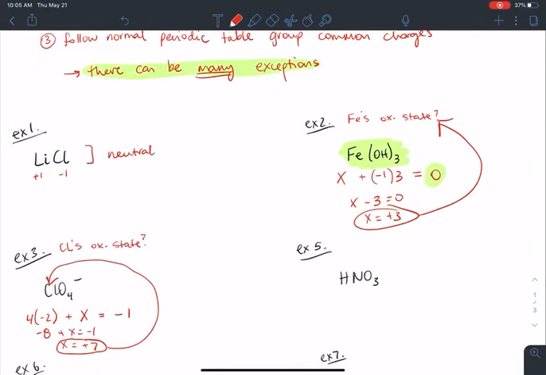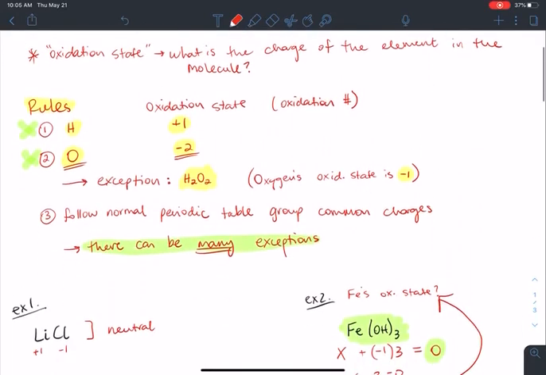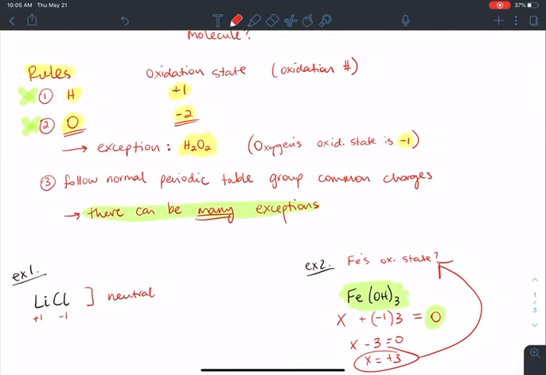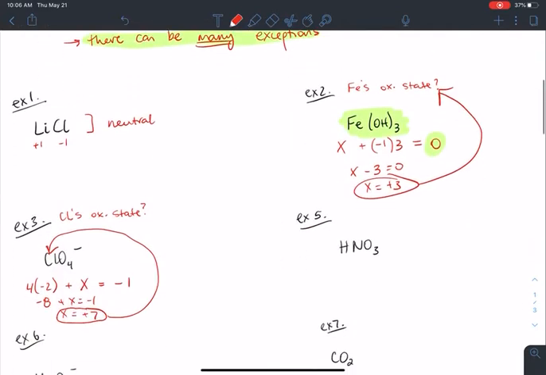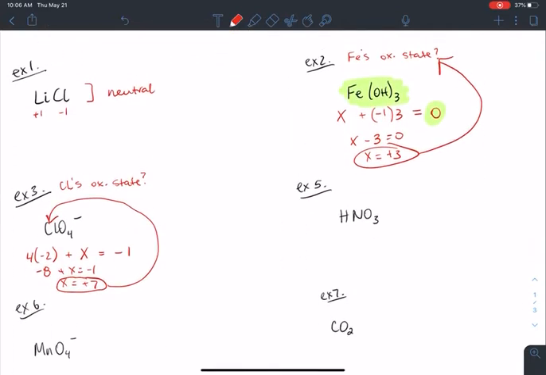Now, if you're wondering how we knew what oxygen was, again, we have our two rules. Oxygen and hydrogen are pretty much always going to be -2 and +1. All the other non-metals in the periodic table can essentially be anything, right? It just depends. Always make the assumption first that oxygen and hydrogen have these states and then solve for everything else. So let's do nitric acid. So we know hydrogen is +1. We don't know what nitrogen is, and we know that oxygen is -2.